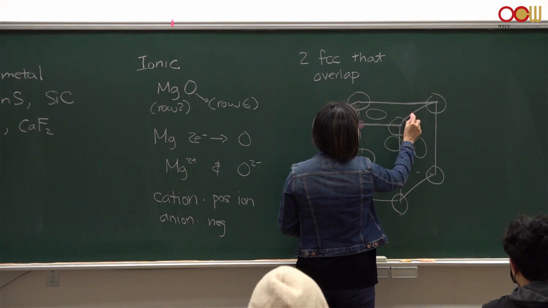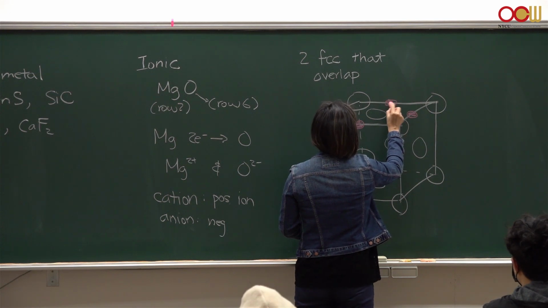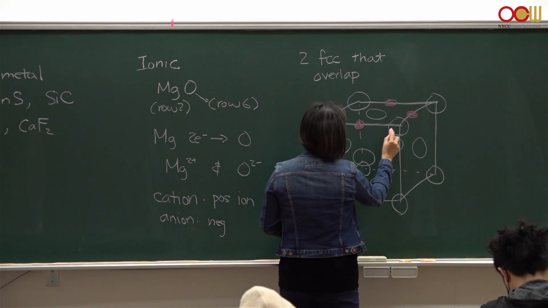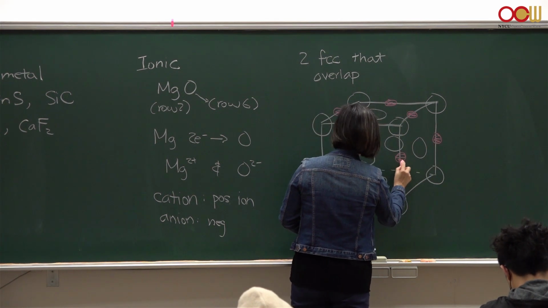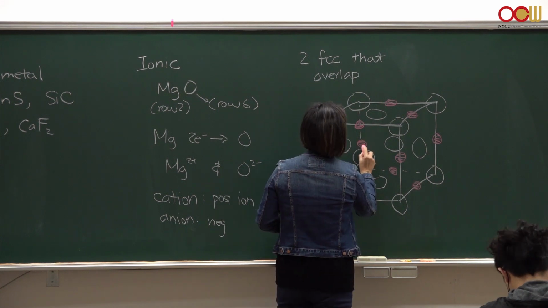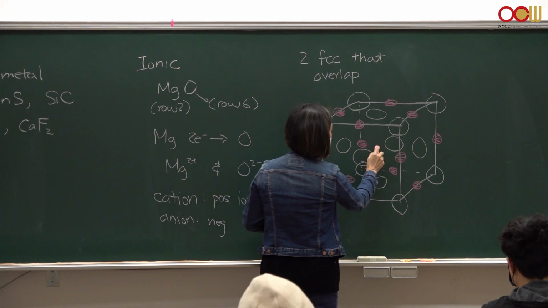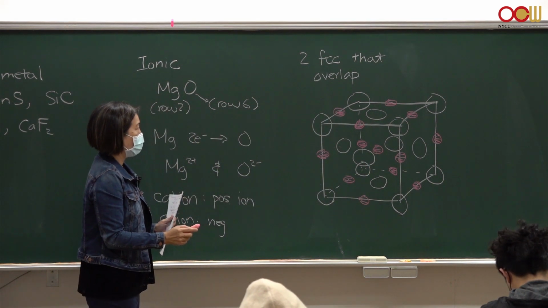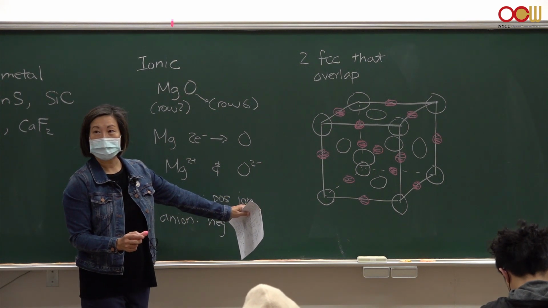And this one is shifted half along the Y. This one as well. This is from the next unit cell. So you end up with these edges in the middle of the edges. And then this one, the face-centered one, gets shifted half, so you get a body-centered here. Okay, so that's what the magnesium oxide structure would look like.